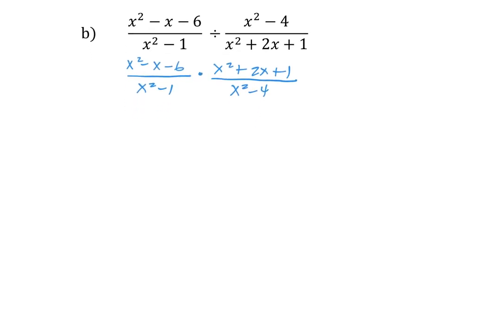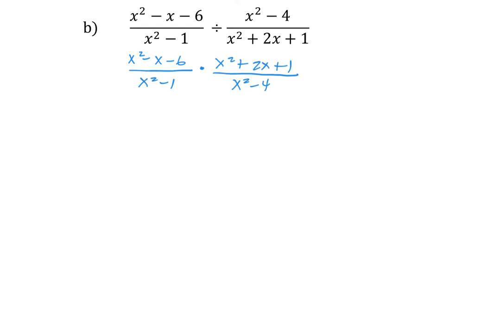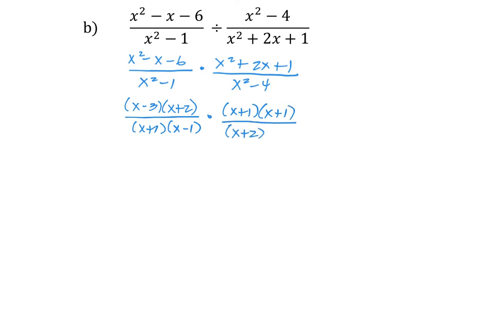And now I'm going to go ahead and factor since it's now a multiplication problem, and I can simply factor, cancel, and then multiply. Numerator is going to be x minus 3, x plus 2, when factored. Denominator, difference of squares, x plus 1, x minus 1. Times second expression factors as x plus 1, x plus 1. And then difference of squares would be x plus 2, x minus 2 in the denominator.